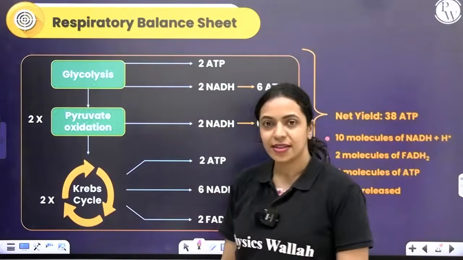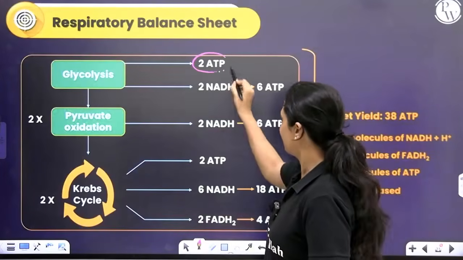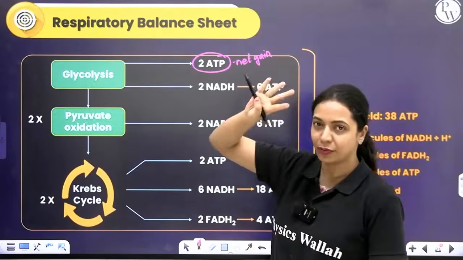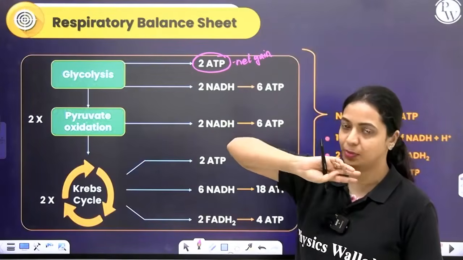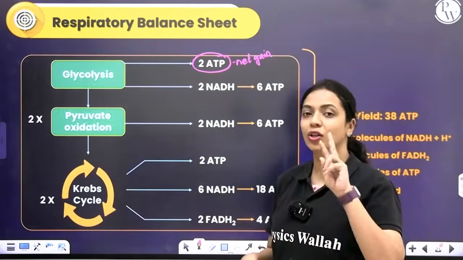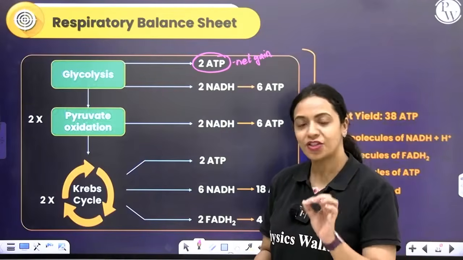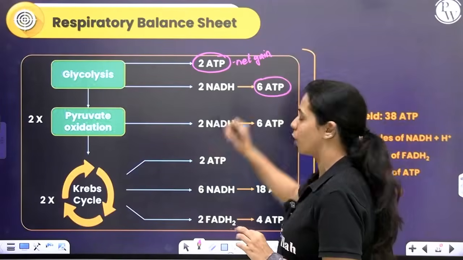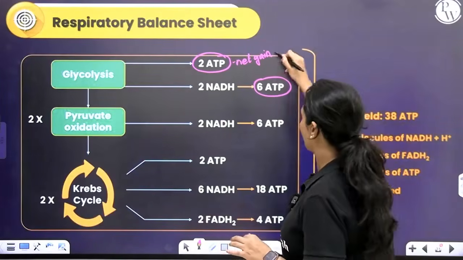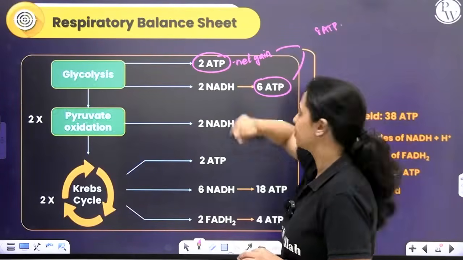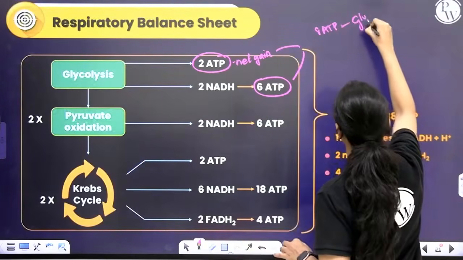In glycolysis, we got 2 ATP, that is the net gain. Right, we made 4 but 2 was utilized, so net gain of ATP in glycolysis is 2. In the 6th step of glycolysis, we got 2 NADH molecules. If each NADH is equivalent to 3 ATP, then we will get a total of 6 ATP from glycolysis. So from glycolysis alone, you got 8 ATP, right? This is from glycolysis.